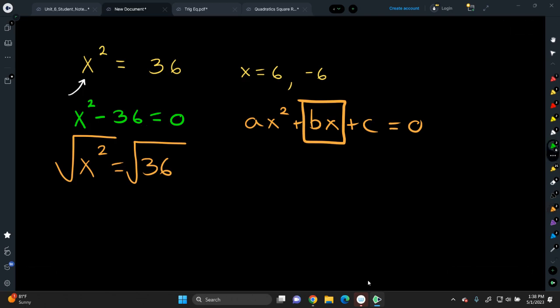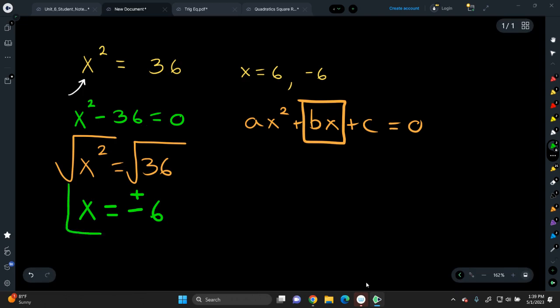Now, what's the square root of x squared? Come on. What's the square root of x squared? x. What's the square root of 36? Plus or minus 6. That's how we write it, okay?